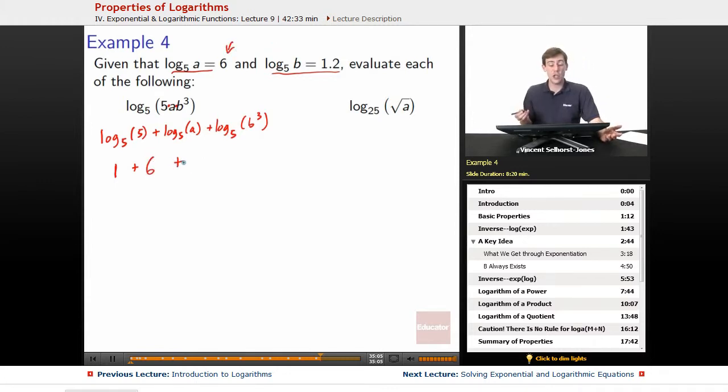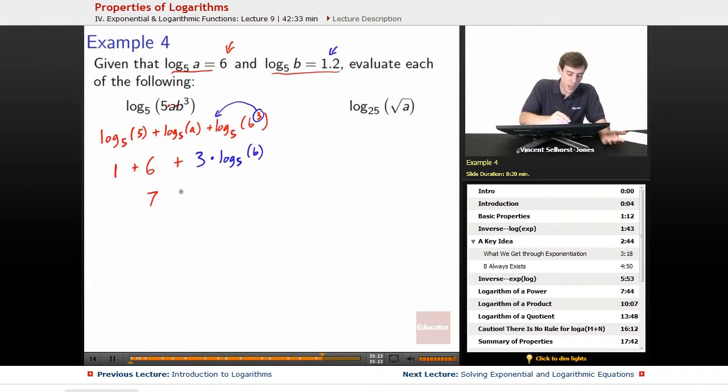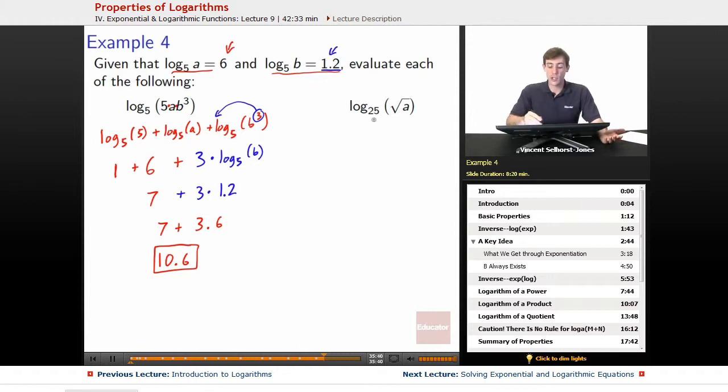now log base 5 of b cubed, we can't do that yet. We need to get just a b inside. But we see, oh, hey, there's an exponent. We can bring that out front. So we've got 3 times log base 5 of b. So now we can use the fact that it's 1.2. So 1 plus 6 is 7 plus 3 times 1.2. 3 times 1.2 is 3.6. 7 plus 3.6 becomes 10.6. And there's our answer.